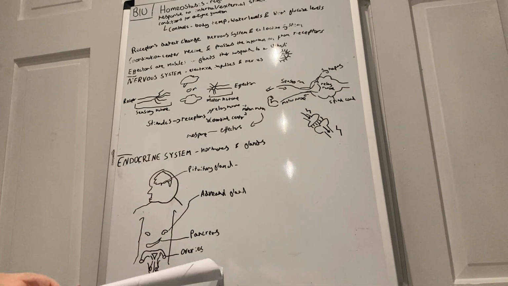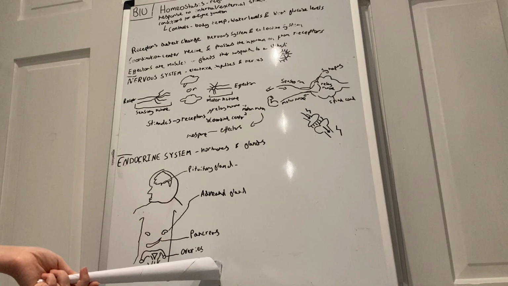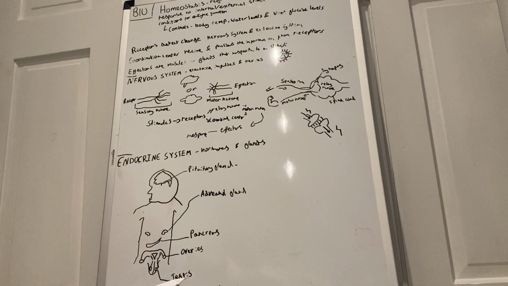Now, down here you have the ovaries, which control the development of the female secondary sexual characteristics and are involved in the menstrual cycle, right here. And then you have your testes, which control the development of male secondary sexual characteristics and are involved in the production of sperm.